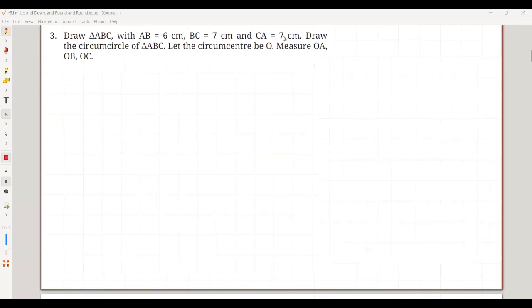Draw a triangle ABC with AB equal to 6 centimeter, BC equal to 7 centimeter, CA equal to 7 centimeter. Here all 3 sides are given. We have to draw the circumcircle of triangle ABC. Let the circumcenter be O, measure OA, OB, OC. So these are the 3 questions we are going to construct now.